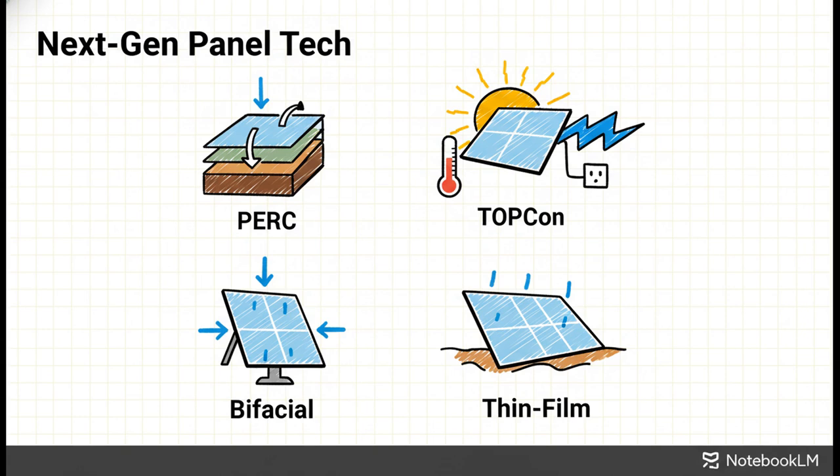But get this, the innovation is not slowing down at all. Look at this next wave of tech. PERC technology adds a special layer to the back to literally capture more light. TopCon, it's a newer design that's a beast in high heat and low light. And then you have bifacial panels that absorb light from both sides. How cool is that? And of course, there's flexible thin film for all sorts of unique jobs. The industry is just constantly pushing what's possible.